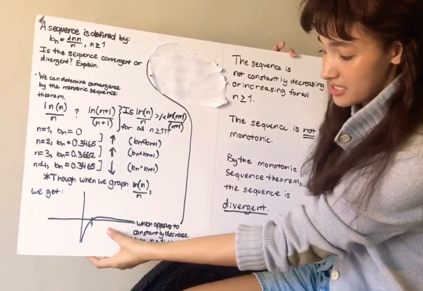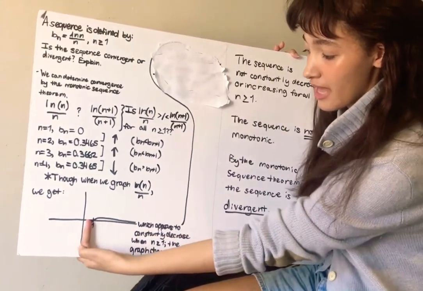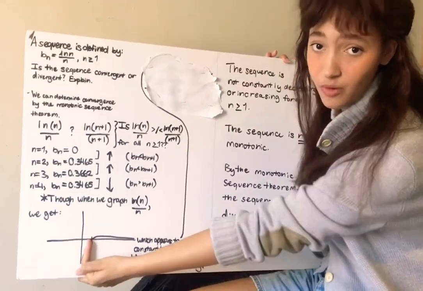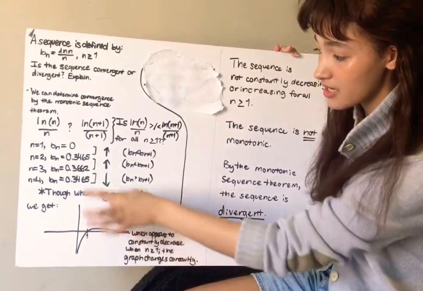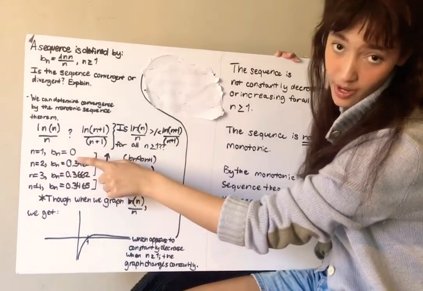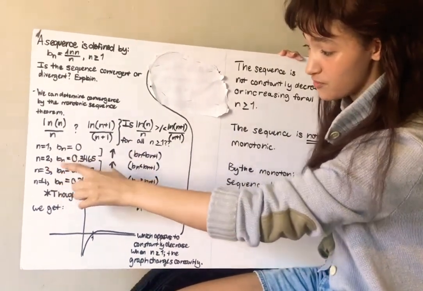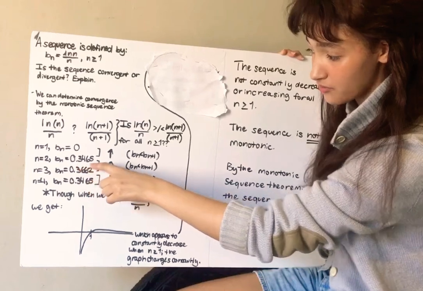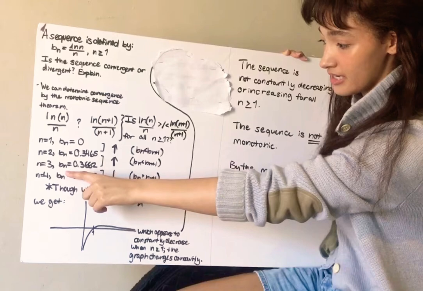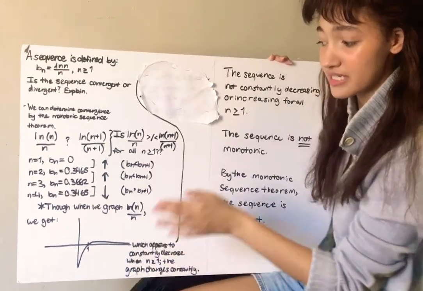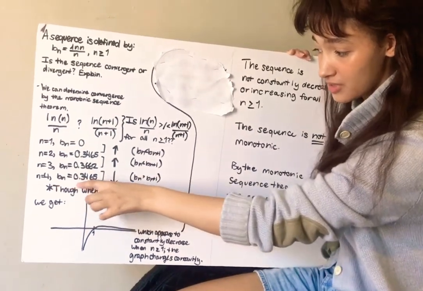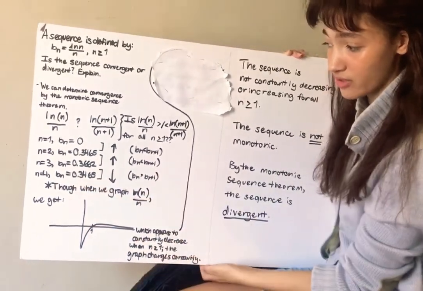Though the graph down here may suggest that from n equals 1 onward, it's constantly decreasing and approaching y equals 0. When we plug this into the table, we see that actually when n equals 1, b of n equals 0. When n equals 2, b of n equals approximately 0.3465. When n equals 3, b of n equals approximately 0.3662. And when n equals 4, b of n equals approximately 0.3465 again.